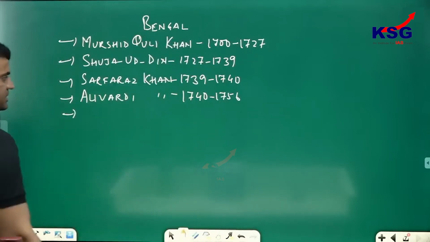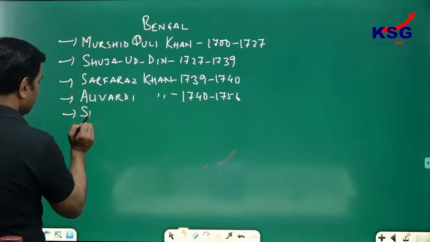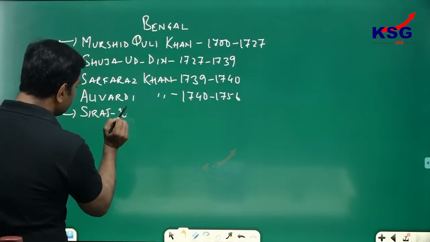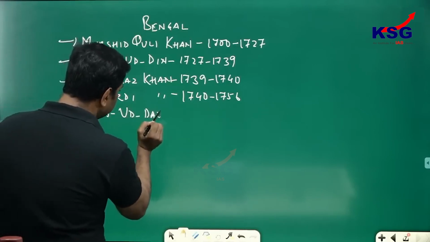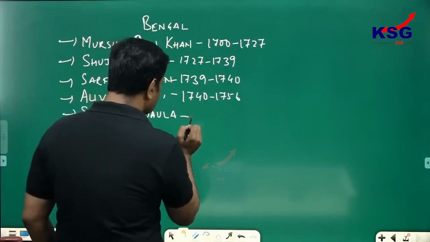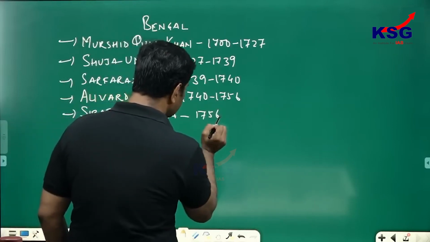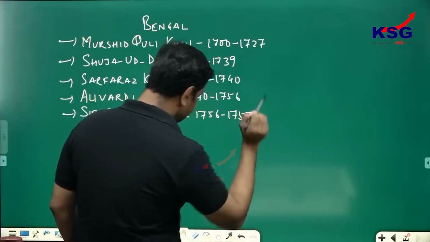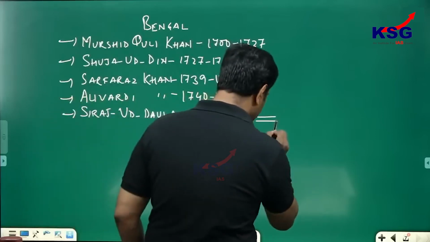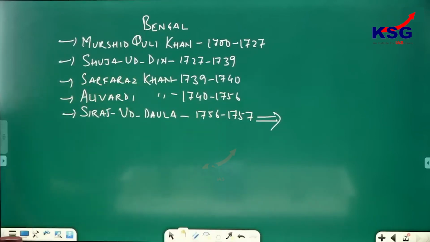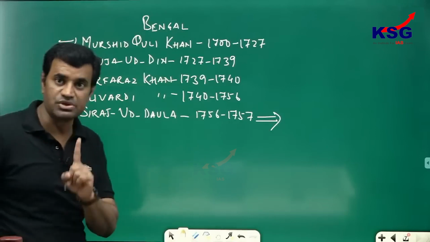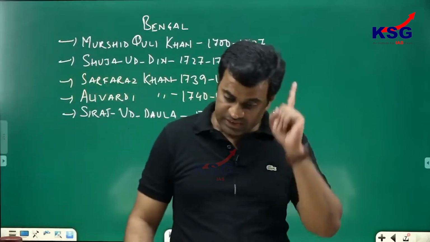In 1756, Aliwardi Khan was replaced by the Nawab of Bengal known as Siraj-ud-Daulah. He ruled from 1756 to 1757. Now we'll discuss his reign. This is the chronology of rulers. For prelims, you have to maintain this order.